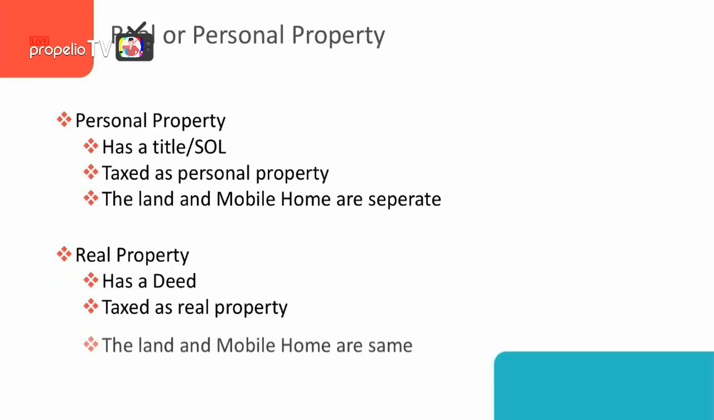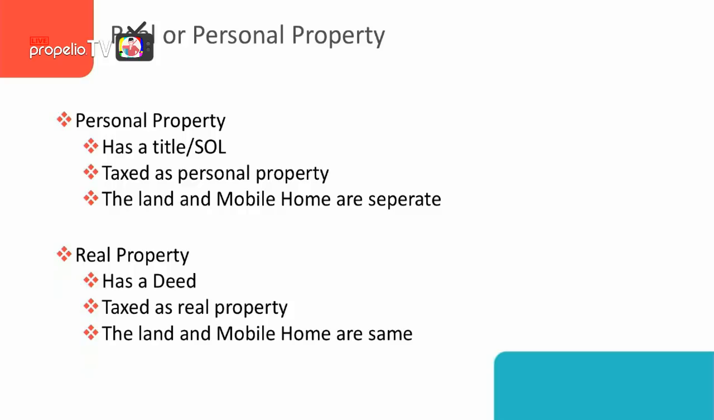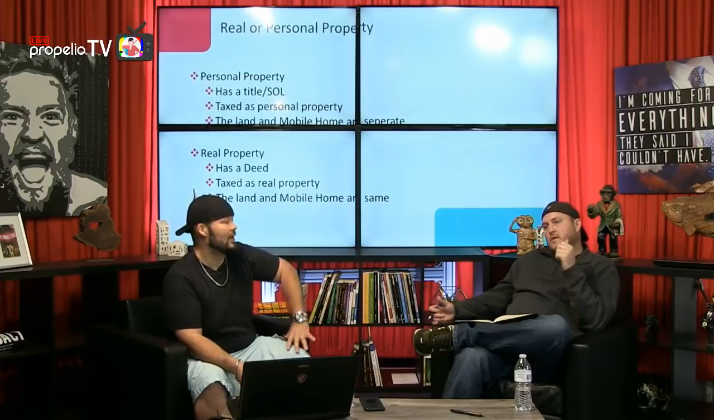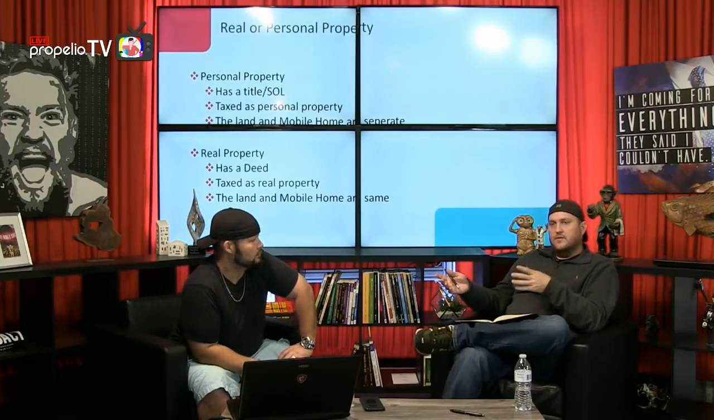You'll see it on the tax rolls as real property, and the land and mobile home are both titled on the same document. I cannot get title to land as personal property. It's not personal property, but I can get title to a mobile home as real property. So that's another really good clue you just gave there.